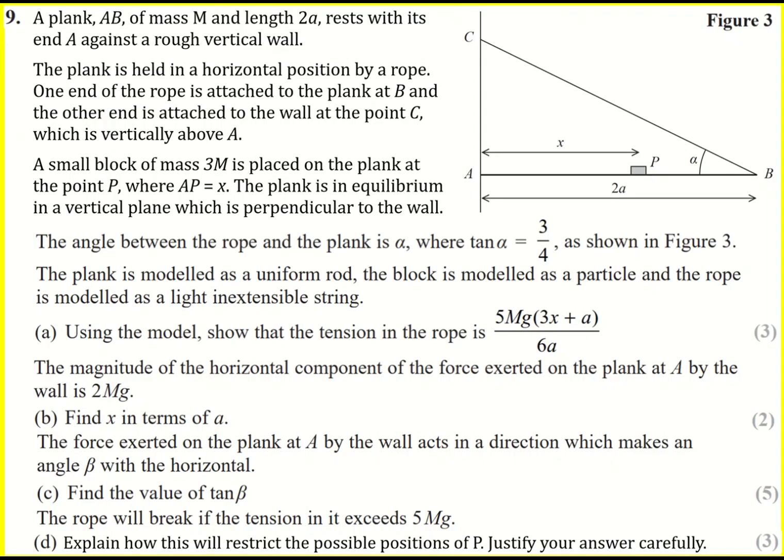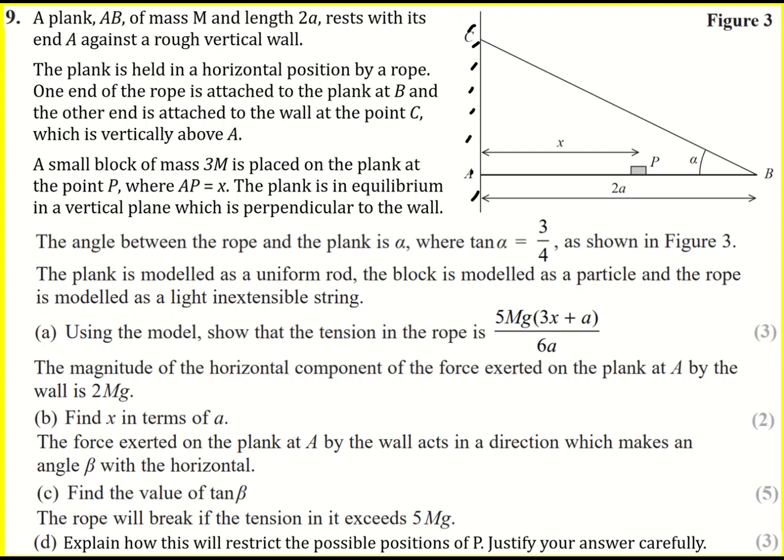There's a lot going on in this question, so let's read through really carefully. We have a plank of mass capital M and length 2a, indicated on the diagram, with its end A against a rough horizontal wall. So that is supporting it. There's going to be friction on the wall.